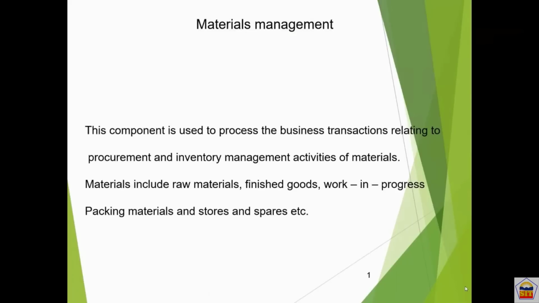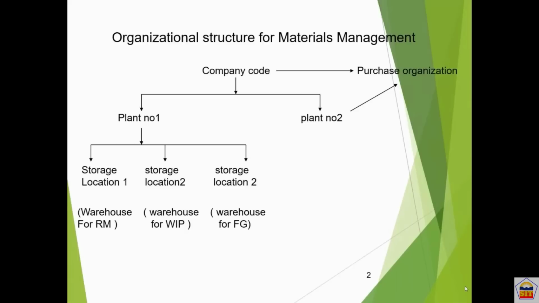And material, we will be covering all the types of material. We have raw material, finished material, work in progress, packing, store, spares. So these kind of material we have. It is saying that at a company code level, we will be setting up purchase organization, and this company code will be linking to the plant. A company code can be linked to more than one plant, and below the plant we can create the warehouses. These warehouses we can create as storage locations.